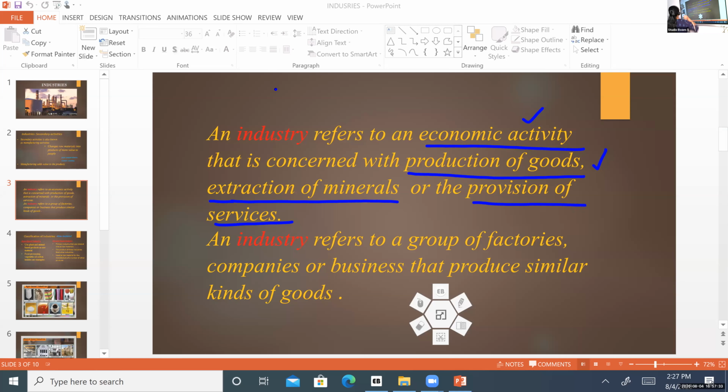Extraction of minerals. We extract natural minerals: coal, petroleum, some minerals, right? Iron ore. That is extraction of minerals. Provision of services, for example, tourism.